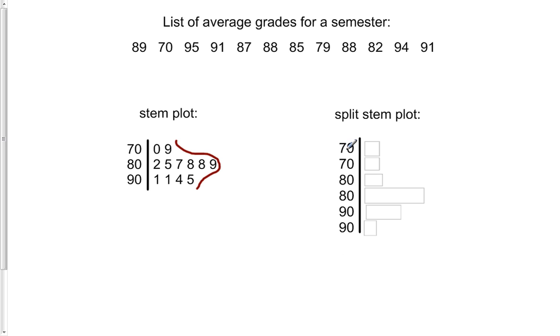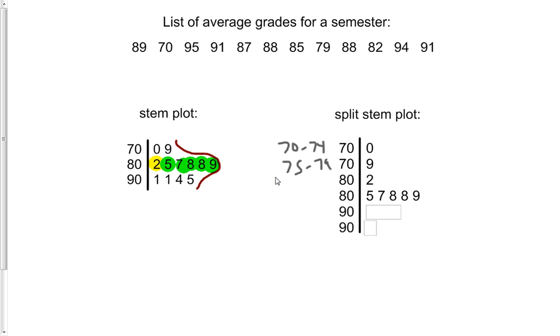And instead of going from 70 all the way up to 79 here, I'm only going to go 70 to 74 in this first one, and then I'm going to go 75 to 79 in the second one. So really, I'm just breaking it up into 2 equal-sized groups. So here I had a 70 and a 79. The 70 would go in the first one, and the 9 would go into the second one. Over here in the 80s, I had an 82. That would go in the first one. But then all these other ones, 85, 87, 88, 88 again, and 89, would all go in the second one.